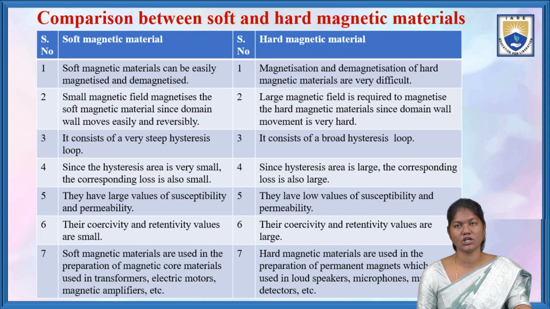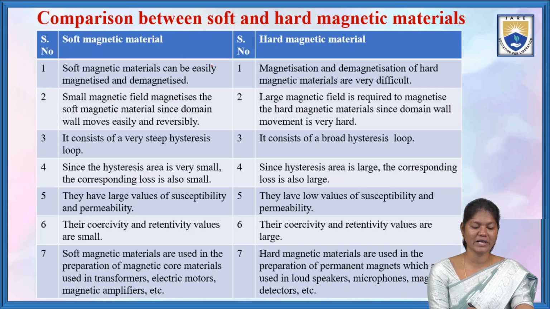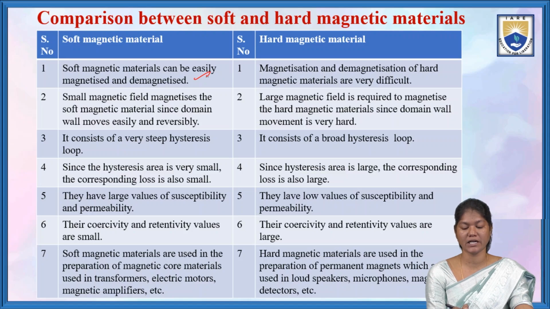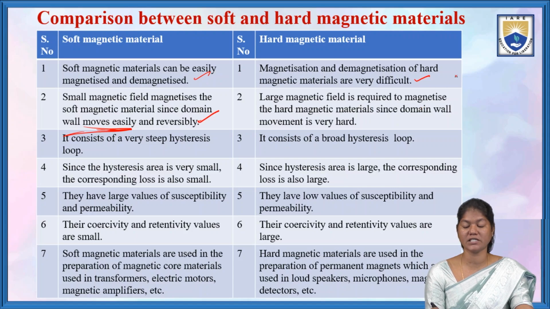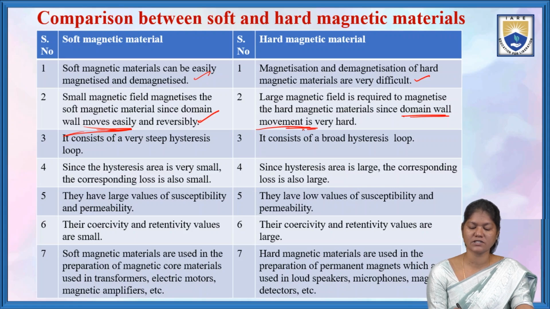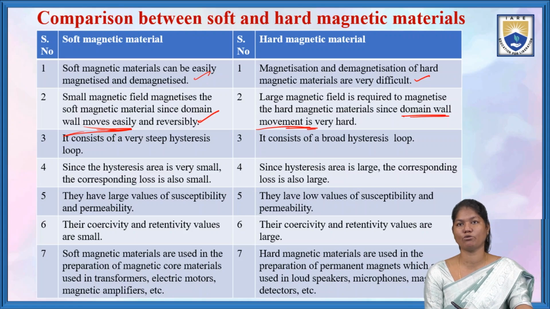Coming to the comparison between soft and hard magnetic materials. Soft magnetic materials can be easily magnetized and demagnetized, whereas in the case of hard magnetic materials, magnetization and demagnetization are very difficult. In soft magnetic materials, a small magnetic field magnetizes the material since domain walls move easily under the reverse field. A large magnetic field is required to magnetize the hard magnetic materials since domain wall movement is very hard. Because domain wall movement is very hard, they need a large magnetic field to magnetize the hard magnetic materials.